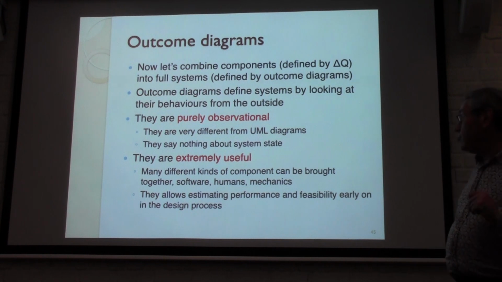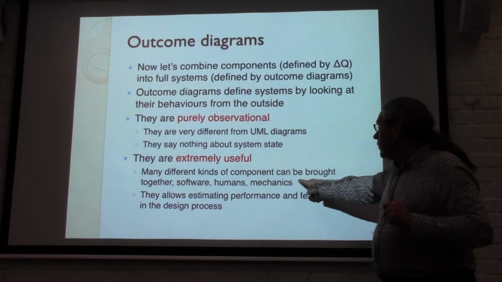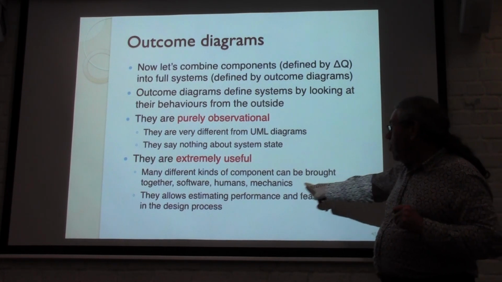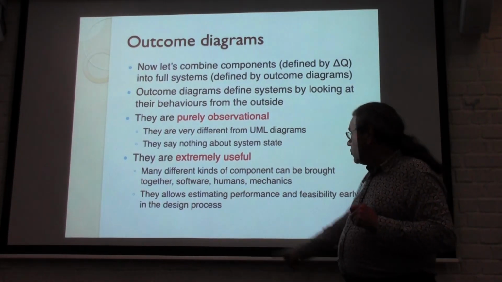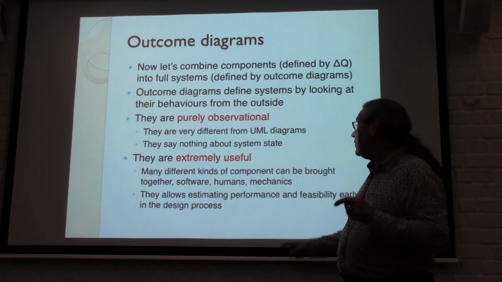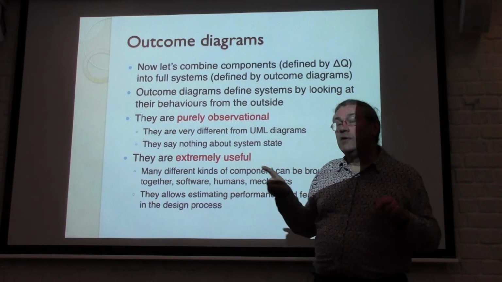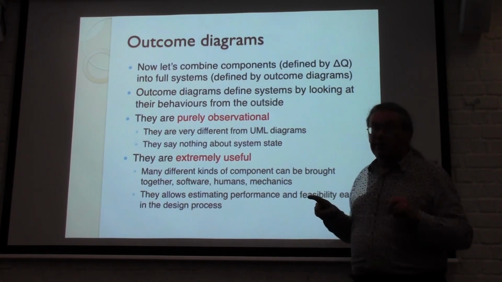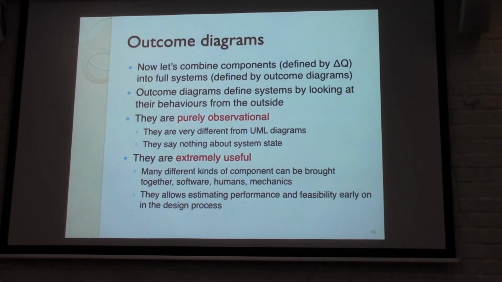As we saw, you can determine infeasibility. And of course, it doesn't matter what the components are. The components can be software. They can also be human beings. You can compute the delta Q of humans, which we will do later. Or machines can also have delta Q. Mechanical things, I mean.